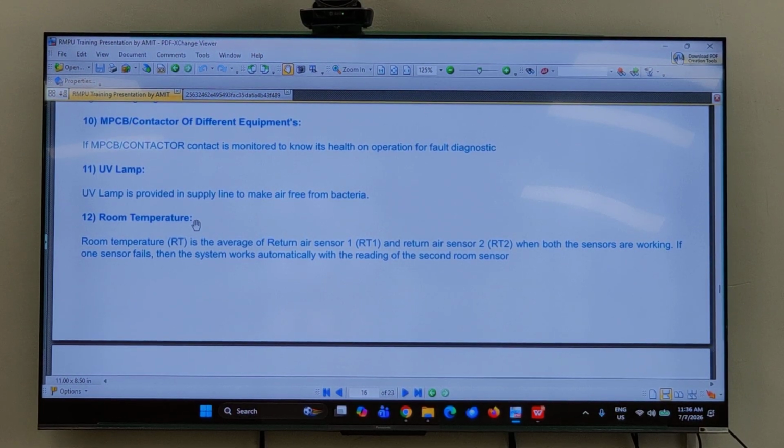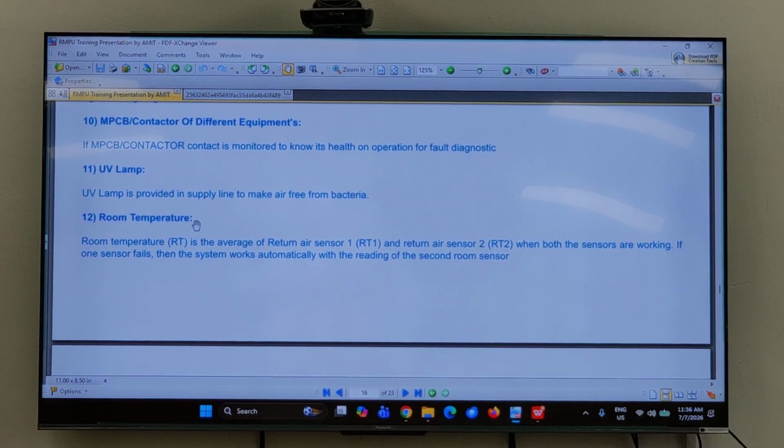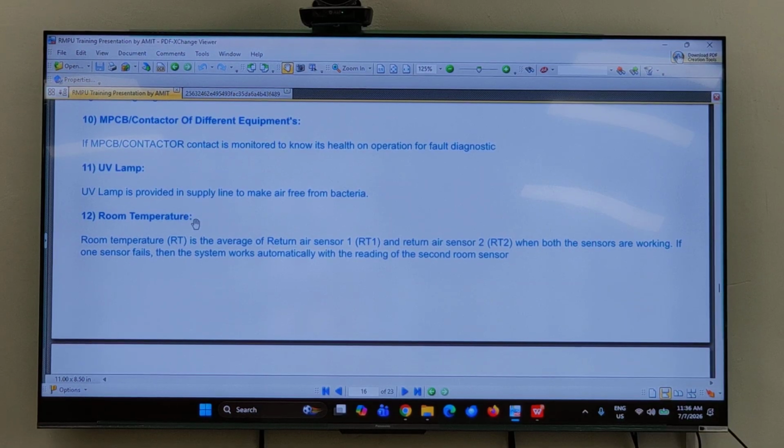Suppose one temperature sensor is sensing 20, and the other temperature sensor is sensing 21. So we are taking the average of that, so it will come to 20.5. So it will sense that the temperature inside the coach is 20.5.